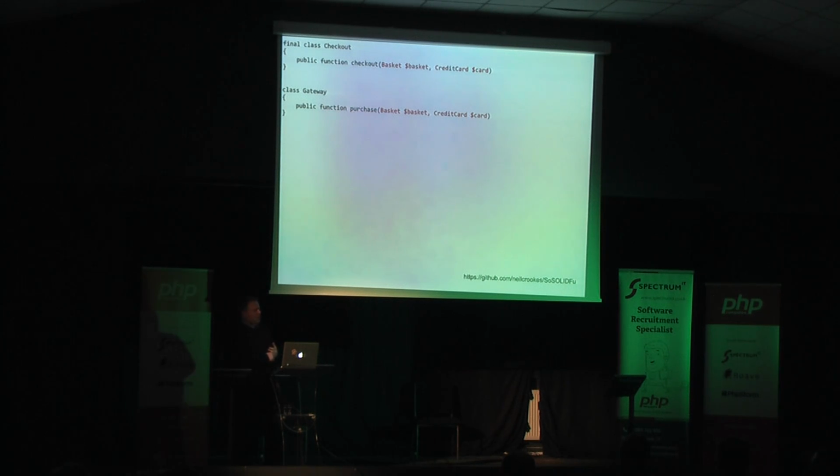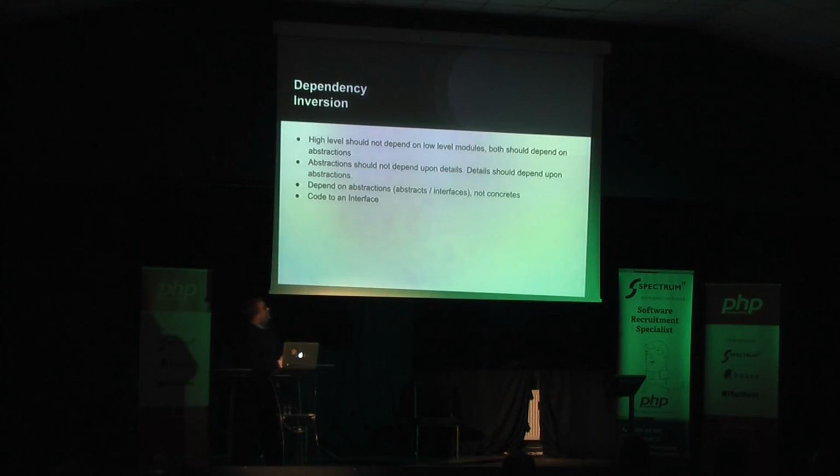So what we've done here inadvertently is we've violated the dependency inversion principle. Okay, so this one states that high-level modules should not depend on low-level modules, and both of them should depend on abstractions. Abstractions should not depend upon details, and details should depend upon abstractions. We should depend upon abstractions, like abstract classes or interfaces, rather than concretes. So essentially, you can distill all of that to the final point, which is code to an interface.